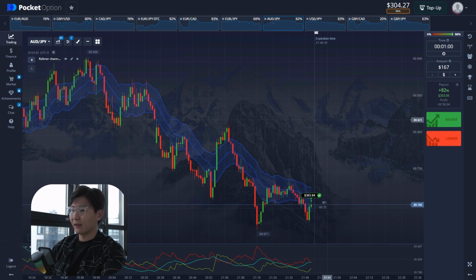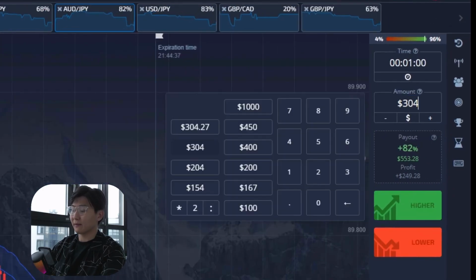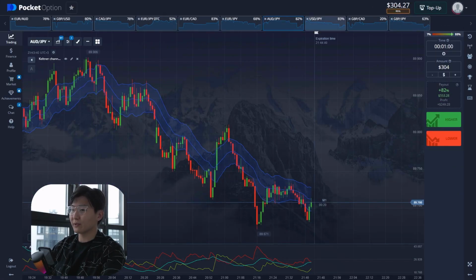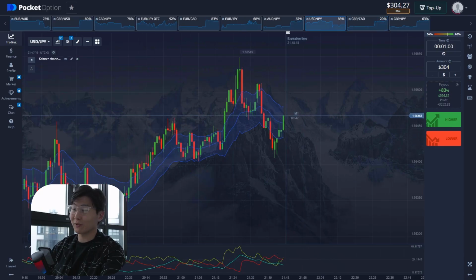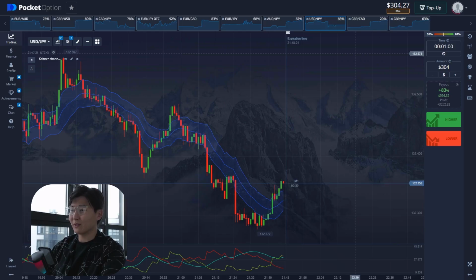So let's update, and our position has closed in profit. We already see a good pullback on the ADX. The first position is in profit, guys. Let's update the trade amount and continue the trading session.